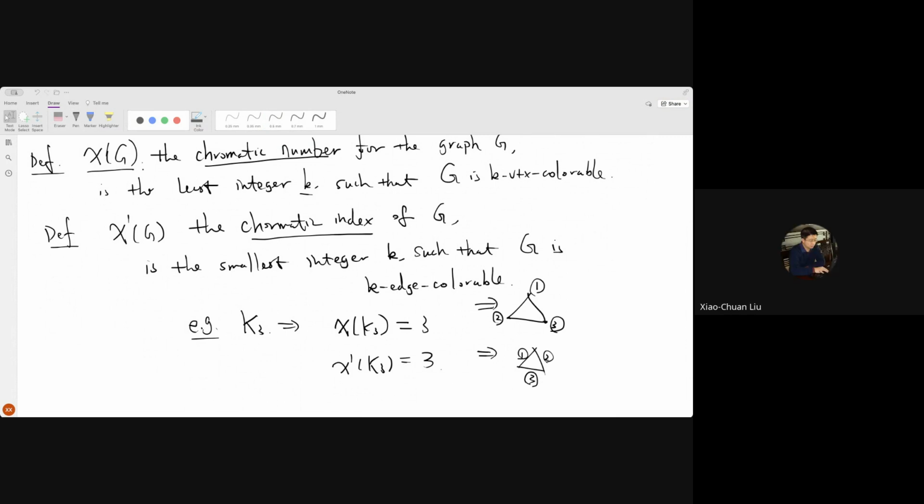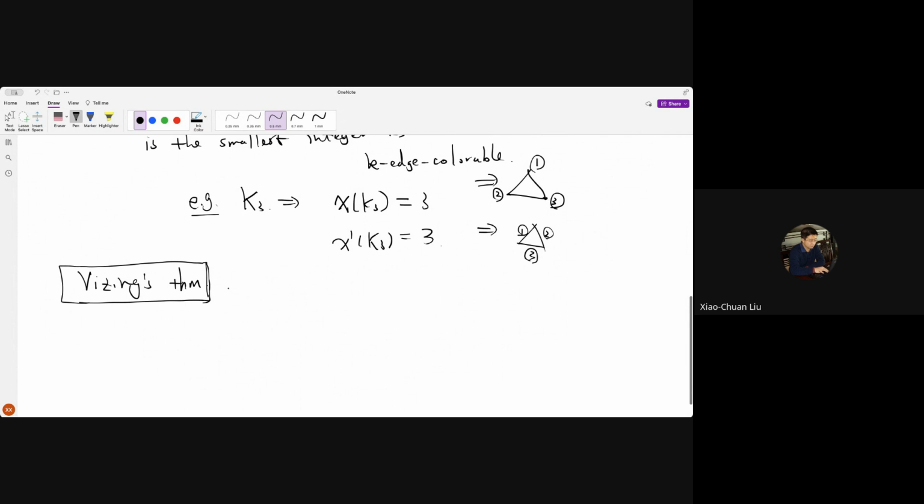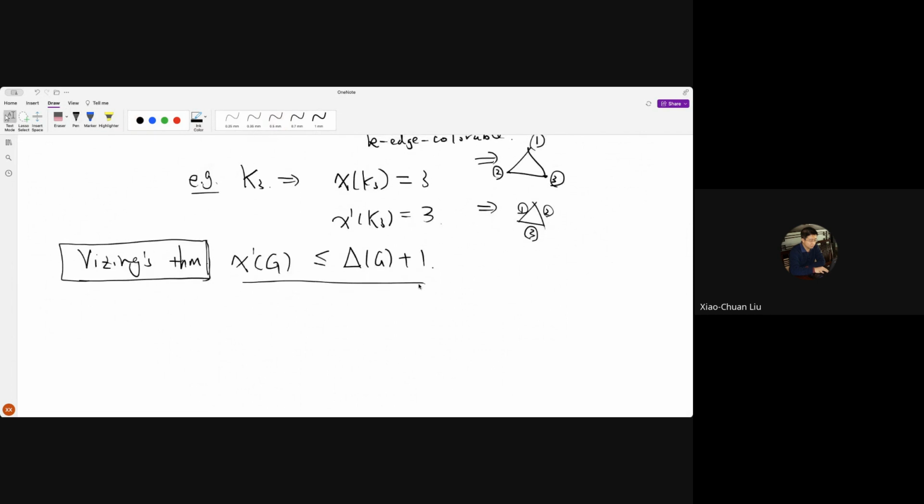Great. Today our main goal is to prove the following famous theorem. It is called Vizing's theorem. The proof is not long, but it's subtle. There is something we have to be very, very careful about. It says that the chromatic index of any graph G is at most the maximum degree of G plus 1. That's the theorem. It's very beautiful, and let's see why this is beautiful.